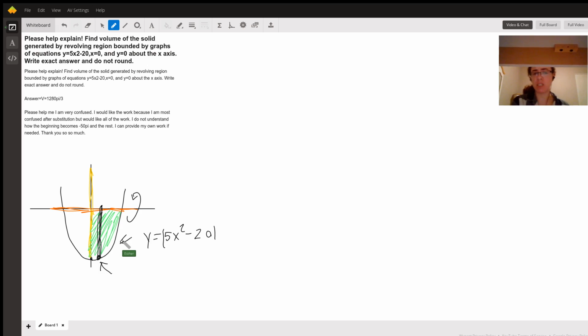In fact, however, this detail doesn't matter because we're trying to find the area of our disk. So if we spin this radius around the x-axis, what is the area of our disk? Well, it's A equals pi y squared. And so A is equal to pi times (5x squared minus 20) squared. So that's the area of each of our washers.